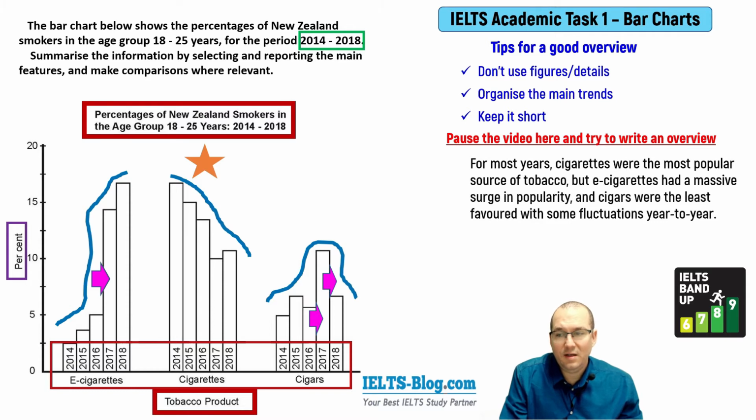And here's mine. For most years, cigarettes were the most popular source of tobacco, but e-cigarettes had a massive surge in popularity, and cigars were the least favored, with some fluctuations year to year. So you can see, I have used 3 different clauses, and I kept it short, and I didn't use any numbers. And all of those things are true of what's going on in this bar chart.